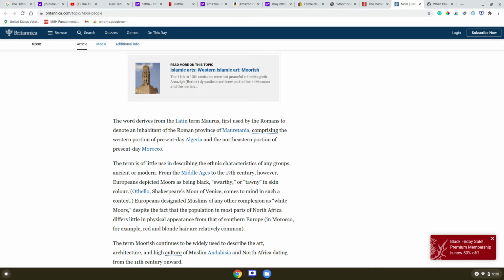So all the way down to Ghana, right? So shoot, the whole upper at least third of Africa, or maybe even more, being Mauritania, a very, very large area. Okay. Comprising the western portion of present-day Algeria and the northern portion of present-day Morocco. That's untrue. We'll come to see that that last part there is untrue. Mauritania was a larger area.